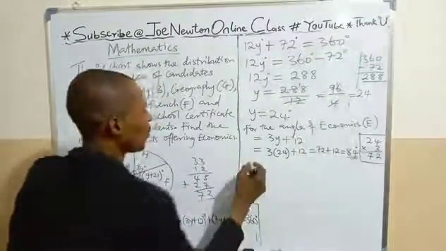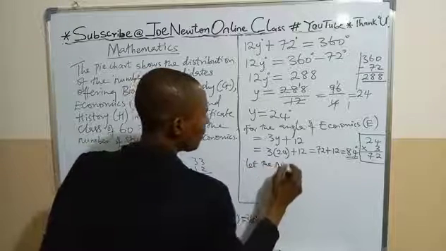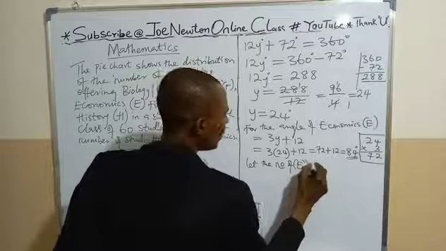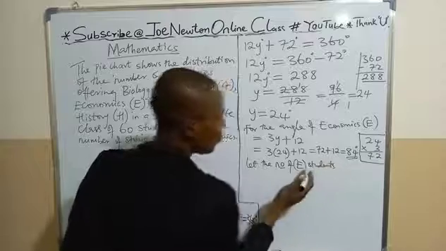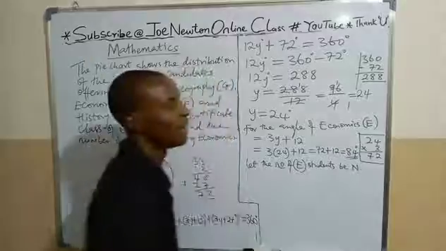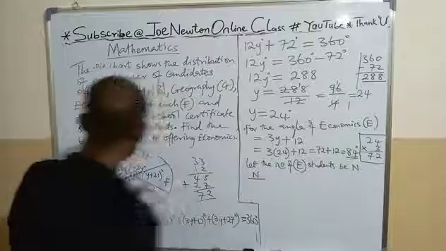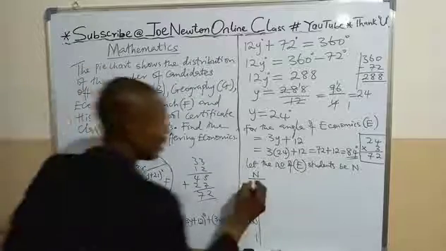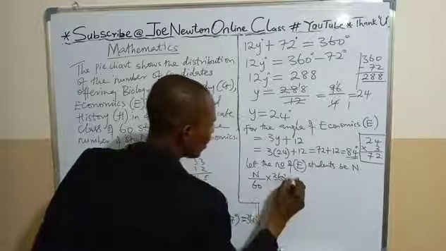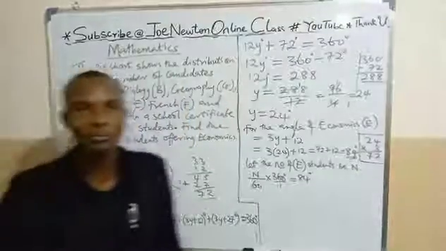This is the formula. Now, let the number of students who offer economics be n. So we now have n over the total number of students, which is 60, times 360 degrees over 1, gives us this 84 degrees. That is the normal formula for how to find it.